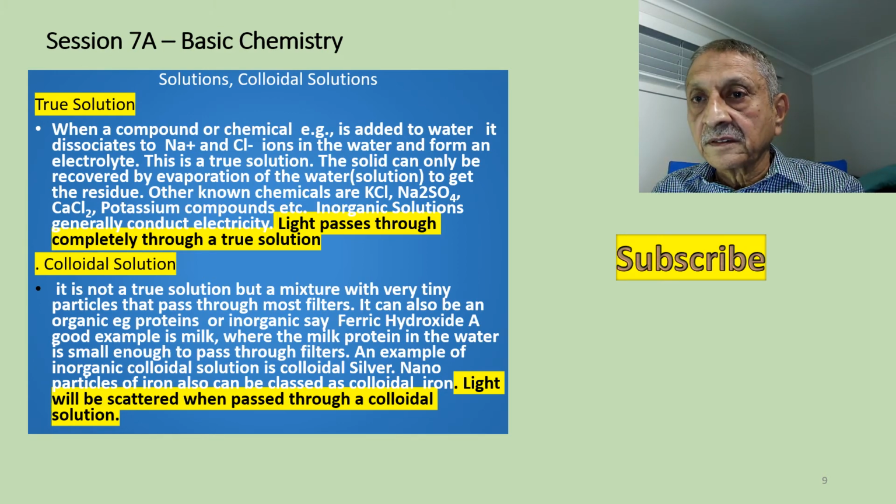For example, proteins or inorganics such as ferric hydroxide, etc., are good examples of colloidal solution. Another good example is milk, where the milk protein in the water is small enough to pass through all the filters. An example of inorganic colloidal solution is colloidal silver. Nanoparticles of iron also can be classed as colloidal iron.